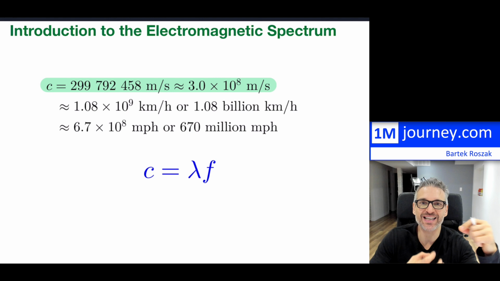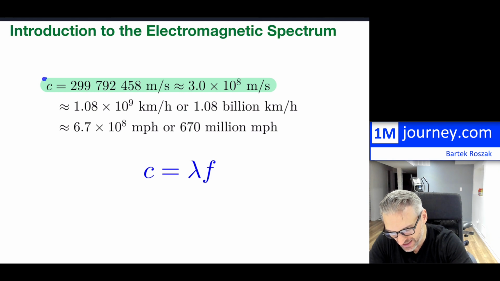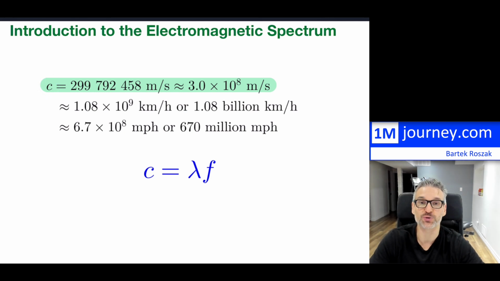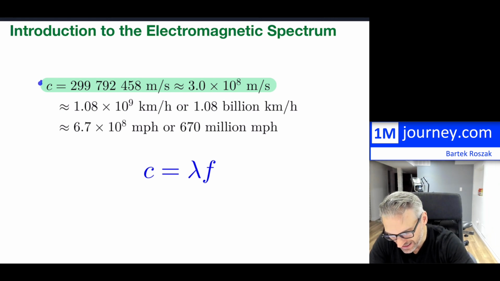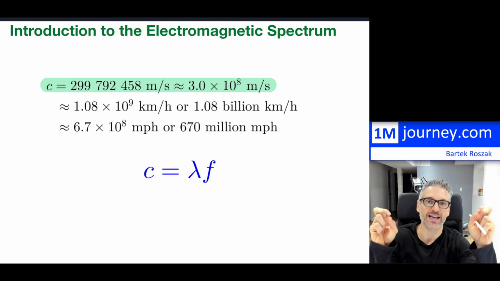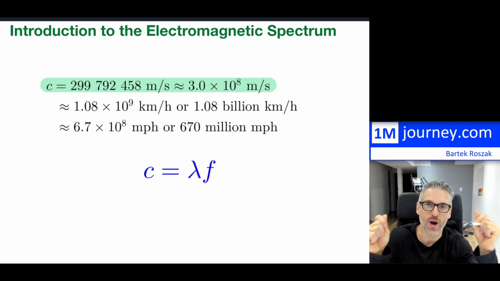Now, what is it that is so quick? It's a wave. Every single wave is broken down into two components that we can measure. So this c, this speed of light, which is really the speed of the electromagnetic wave, we just got so used to calling it light.